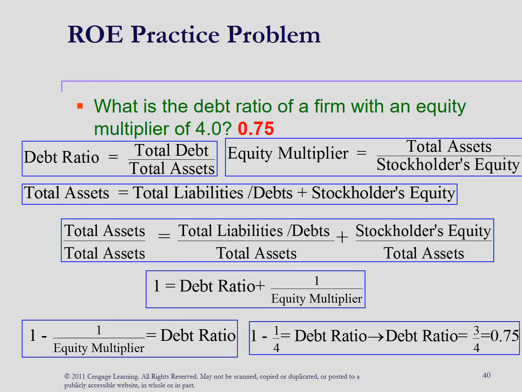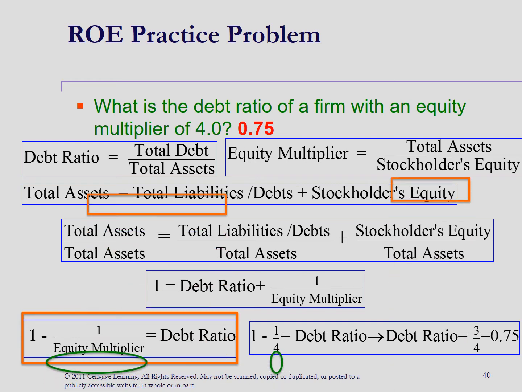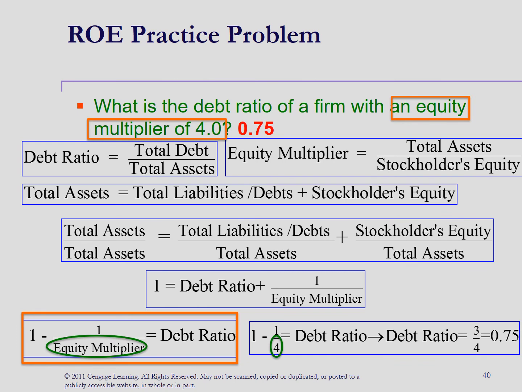What is the debt ratio of a firm with an equity multiplier of 4.0? From our earlier discussion, we have the formula: debt ratio equals 1 minus 1 over equity multiplier. We have an equity multiplier of 4.0. After calculation, we obtain that debt ratio equals 0.75.